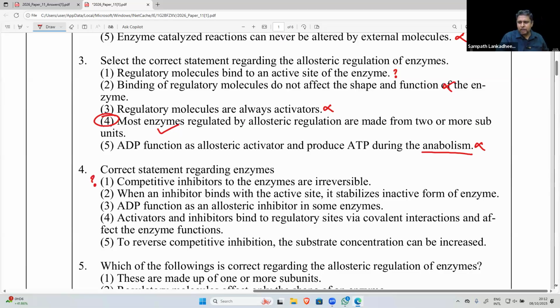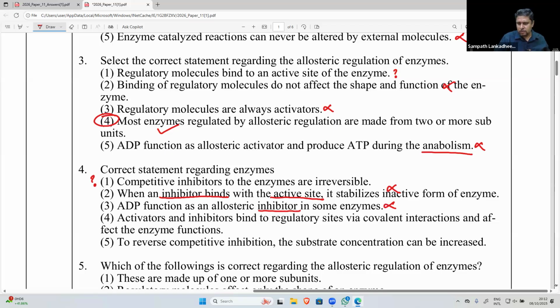When an inhibitor binds to an active site, it stabilizes the inactive form of the enzyme. Active site neither. Allosteric site neither, am I wrong? ADP functions as an allosteric inhibitor in some enzymes.